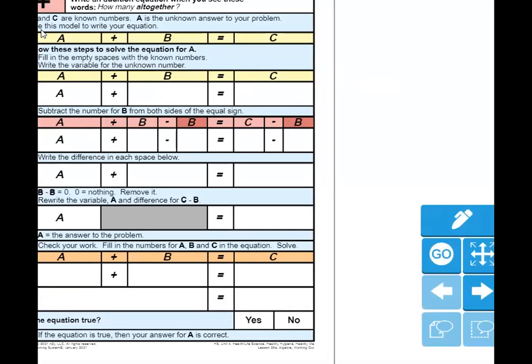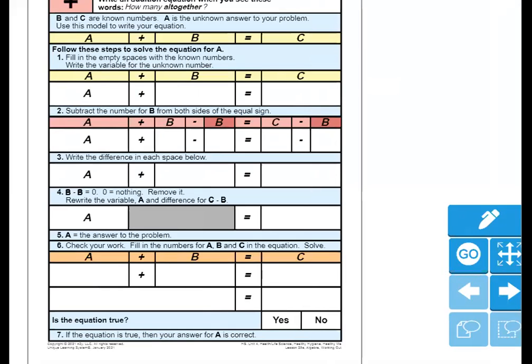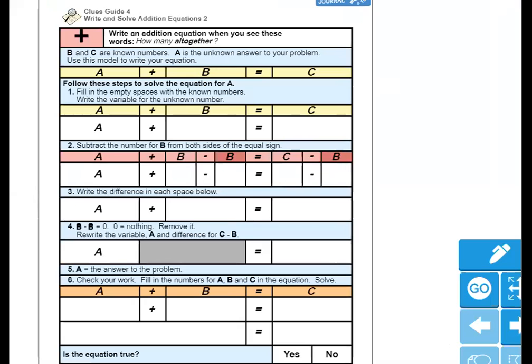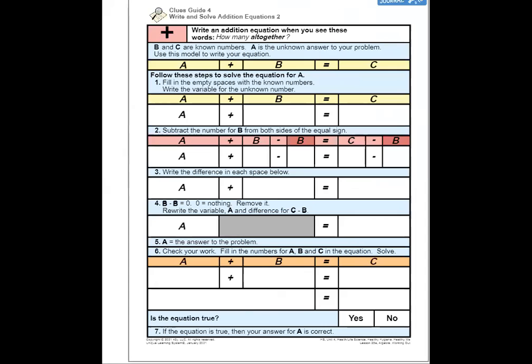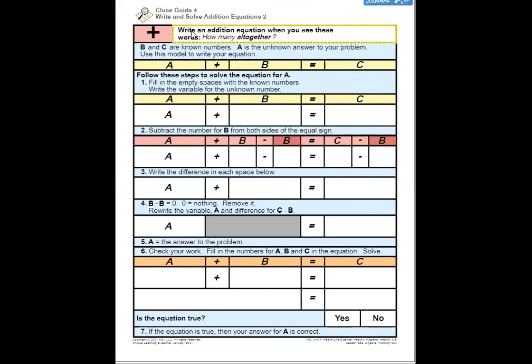All right, writing and solving equations. And I'm going to have to adjust it again. So this looks pretty long, but we're going to take it step by step and do it together. Write an addition equation when you see these words: how many altogether? So remember, when we see how many altogether, we are going to be doing addition. I'm going to read over this with you. B and C are known numbers. A is the unknown answer to your problem. So we're going to use this model to write out our equation.